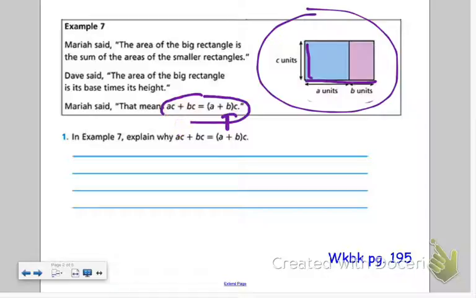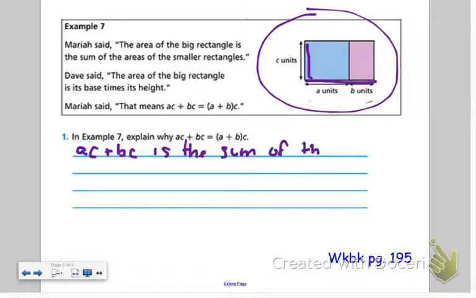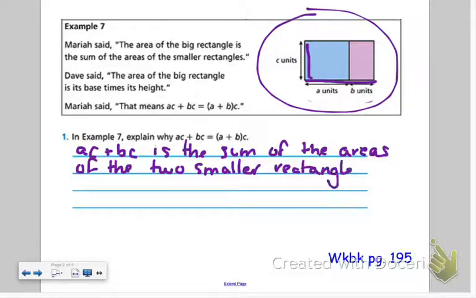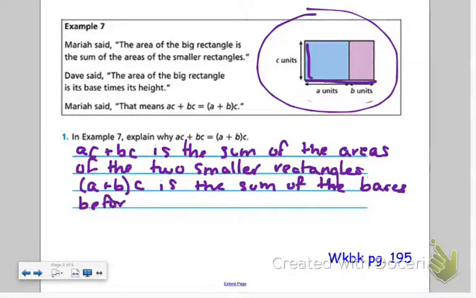So let's explain this. Explain why AC plus BC equals the sum of A plus B, times C. So let's see. AC plus BC, actually I should have these in lowercase letters because variables are usually lowercase. AC plus BC is the sum of the areas of the two smaller rectangles, and then the sum of A and B times C is the sum of the bases before multiplying the height.